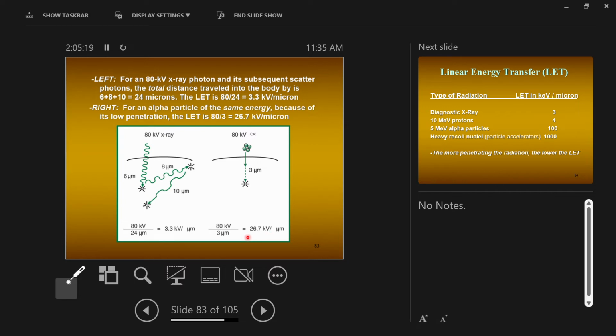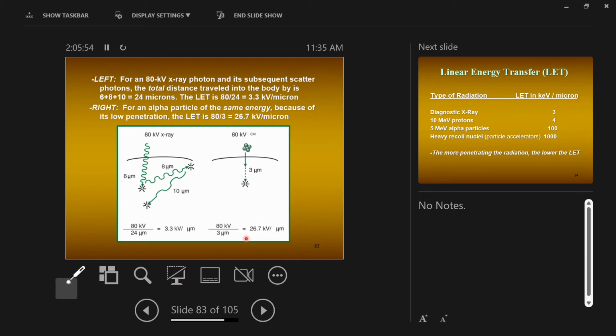So the linear energy transfer for alpha radiation in this analogy, in this example, is 26.7. Okay, we chose units of kV per micrometer, and in those units, 26.7 is a lot bigger than 3.3. Okay, we would say that compared to X-rays, alpha radiation has a higher linear energy transfer. Okay, it deposits more energy more quickly over a shorter distance path. How do you guys feel about that? Intelligible? It's understandable? Yeah, okay.